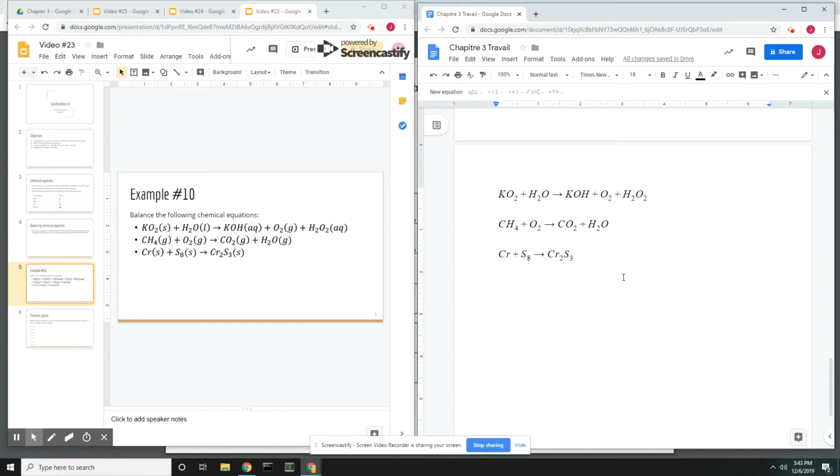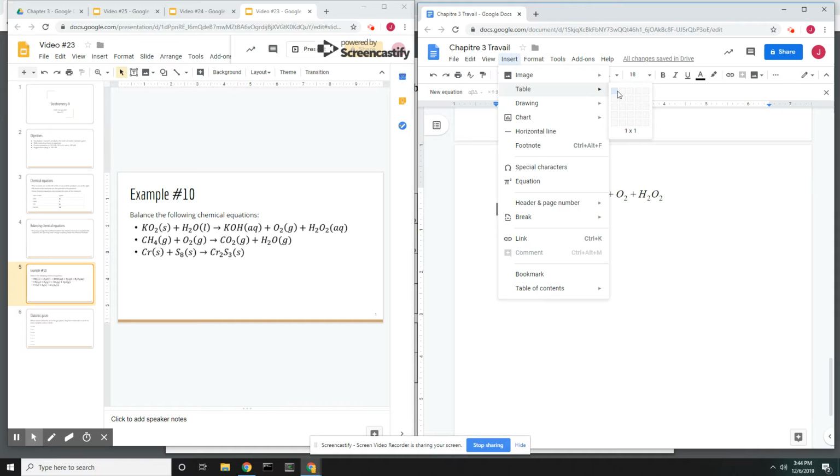The first thing that I see when I look at this is that I've got an even number of hydrogens on the left and an odd number on the right. I'm going to have to put a 2 in front of my KOH in order for this to be possible. In doing so, I also have to put a 2 in front of this KO2 to keep the potassiums balanced. But now I have an issue: I've got 2 from here and 2 from here, 4 hydrogens in total, and so I need 2 total here. So I want to see, am I balanced yet?